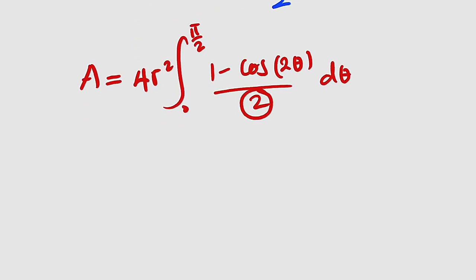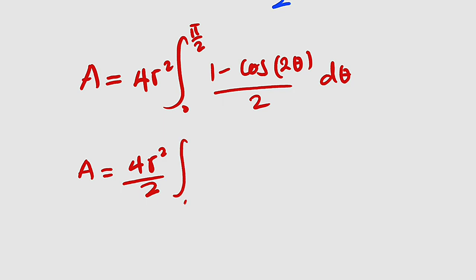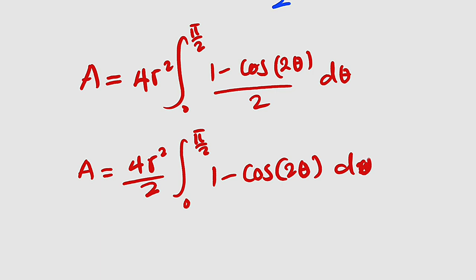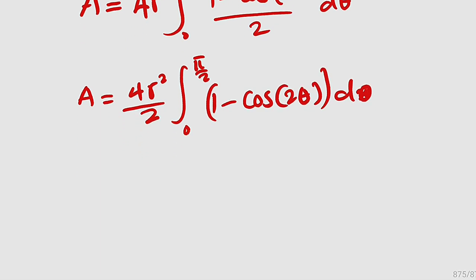2 is also constant here. Let us bring it out. A is now equal to 4r squared divided by 2 as you bring it out, the integral from 0 to pi divided by 2 of only 1 minus cos 2 theta d theta. And now we can integrate directly. And let's do that. A equal to 4 divided by 2 here is 2. So we have 2r squared.